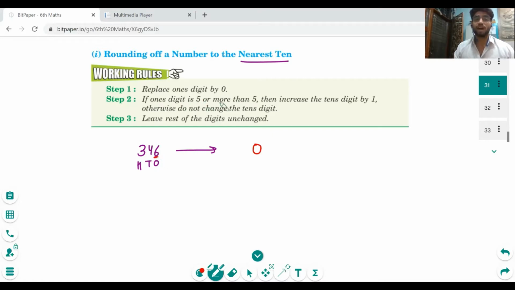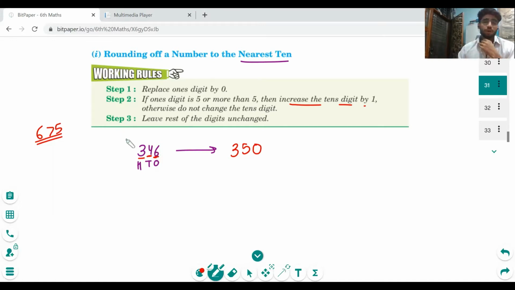If the ones digit is 5 or more than 5, now we will look at the ones digit. Everything is to be done with the ones digit now, if it is asking for rounding off to 10. So 6 is greater than 5, right? If it is greater than 5, you will increase the tens digit by 1. So I'm going to increase the tens digit by 1, which is 5. Now the last step, leave the rest of the digits unchanged. So I will keep this unchanged and we have rounded off to the nearest 10. What it actually means in layman terms is we are making this 346 closer to 350. Okay, a rounding off, an estimation.